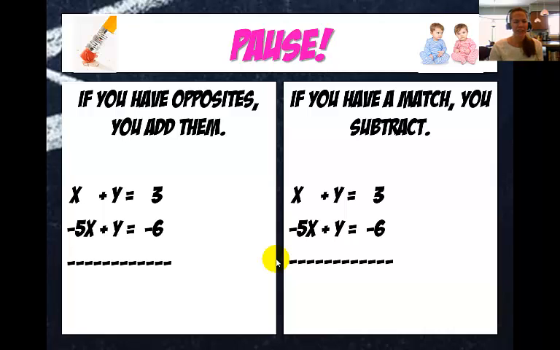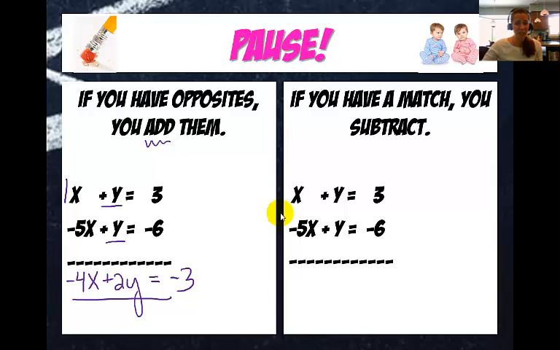So what does that look like? Here's what it would look like if I made the wrong choice and wanted to add them. I would have 1x and negative 5x. That would give me negative 4x, nothing wrong there. But then I would have y plus y, or a yo-yo plus a yo-yo. Well, that's 2 yo-yos. 3 plus negative 6 is negative 3. I didn't get rid of any of my variables. They're still there. So that kind of defeated the point.